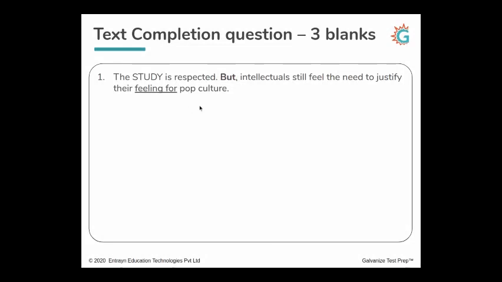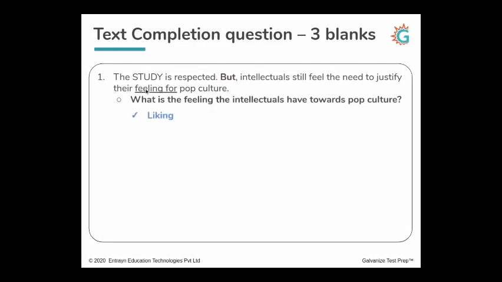If they like popular culture, it is respected, they like popular culture, they study it, but they still feel the need to justify why they like it. No one's going to ask you why do you like popular culture, but they still feel the need to justify it. So this is what makes sense here. They like popular culture. So you can say, what is the feeling the intellectuals have towards popular culture? They like it. As simple as that.